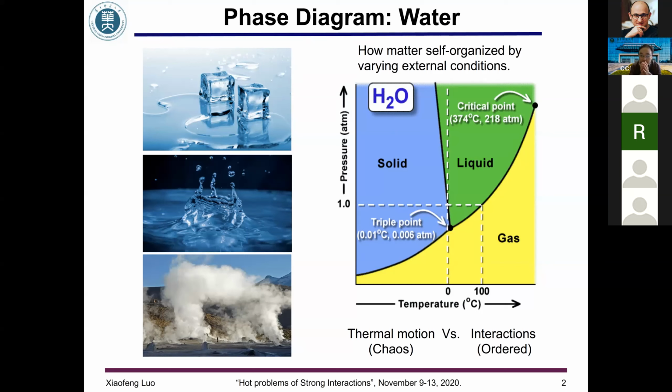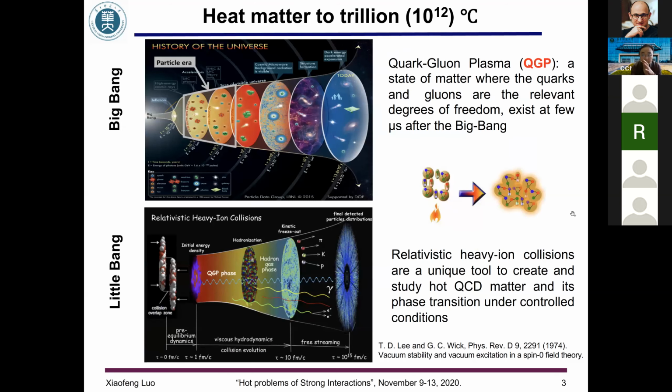Actually, the phase transition happens because of the competition between thermal motion and the interactions. If you don't have interaction, basically, you will not have a phase transition, for example, in a free gas. So the phase transition is a competition between them. For example, the Van der Waals interaction that we know very well has both an attractive interaction and also a repulsive interaction due to the size of the molecules.